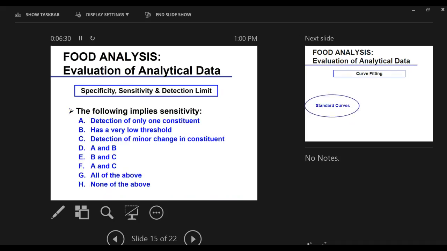Okay, so we talked about sensitivity and detection limit, in other words, threshold, and we also talked about specificity last time. From what we just talked about, which one of these answers is correct?